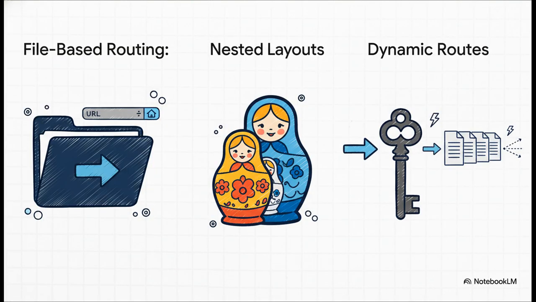So let's just recap the 3 core principles of our architect's blueprint here. First, we have file-based routing. Your folders are your URLs. Super intuitive. Second, nested layouts, the Russian doll that wraps your pages to give you that zero reload, instant navigation. And third, dynamic routes, the master key template that lets you create a million pages from a single file.